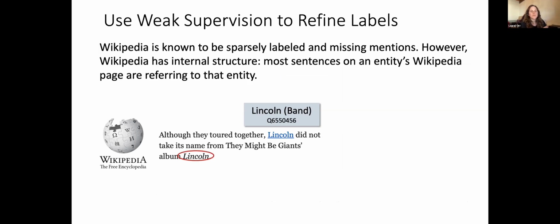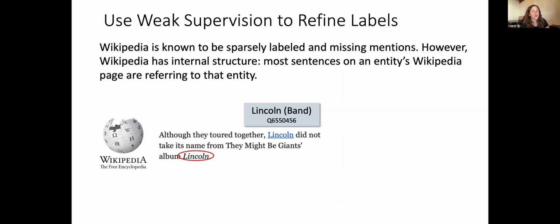Now, it turns out that Wikipedia is known to be fairly sparsely labeled and to be missing mentions. So in that sentence I showed you earlier about Lincoln, you actually see that they have a reference to Lincoln the album at the bottom of the sentence, which is clearly pointing to that entity, but that mention isn't actually labeled in Wikipedia. And this is due a lot to an artifact of Wikipedia and the standards that users take when they're labeling interlinks in Wikipedia.